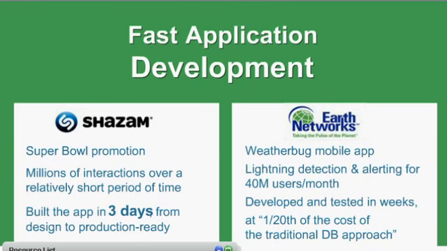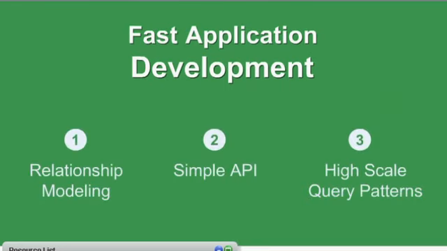The second is Earth Networks, who build the popular WeatherBug mobile application. They've been using lightning detection and alerting for about 40 million users each and every month. And they developed and tested this in just weeks using DynamoDB. A nice point on the low-cost environment as well is that they were able to do this at 1/20th of the cost of a traditional database approach. So not only does DynamoDB allow you to build applications more quickly, but you're not sacrificing anything in terms of cost or in terms of performance in doing so. So two nice examples, two nice use cases there of mobile apps being built on top of DynamoDB.